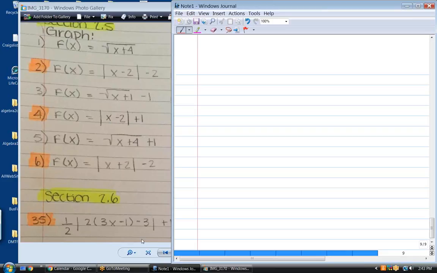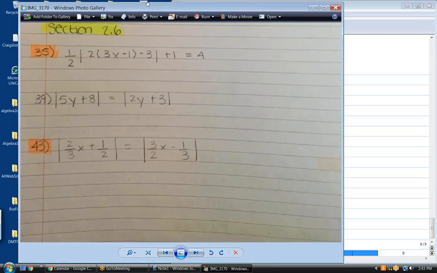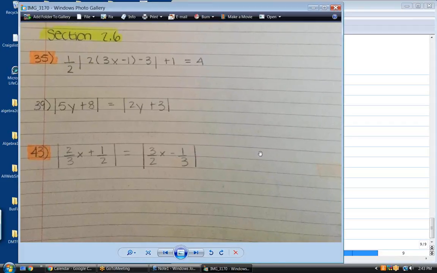Yeah, I think you got those down pretty good. Let's go to 2.6. Now, these get a little more complicated. Interesting. What do they want us to do here? On 35. I'm not convinced you wrote this right. Yeah, hold on. There's no y.